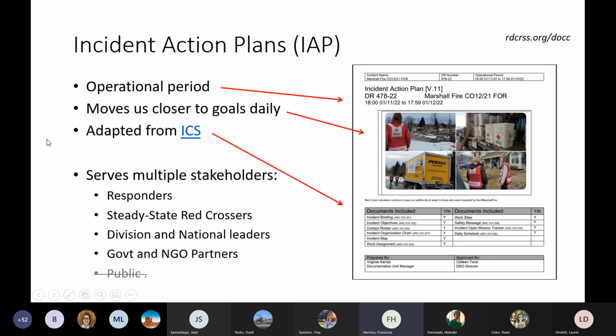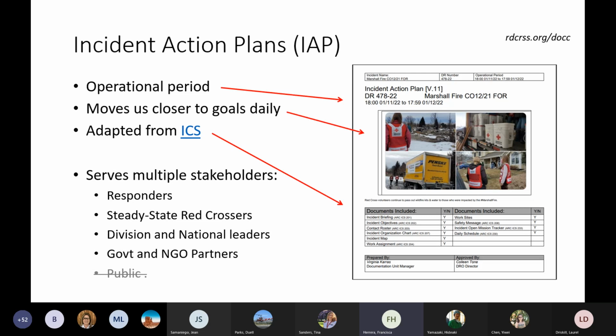The tool that Red Cross uses as an incident action plan has been slightly modified from the standard incident command structure template. So there are going to be a few forms I touch on that are unique to the Red Cross or have been implemented by the Red Cross that are not the typical ones that you see in other incident action plans. Lastly, the other thing to be aware of is the intent of this document is to serve many, many different people who require information.